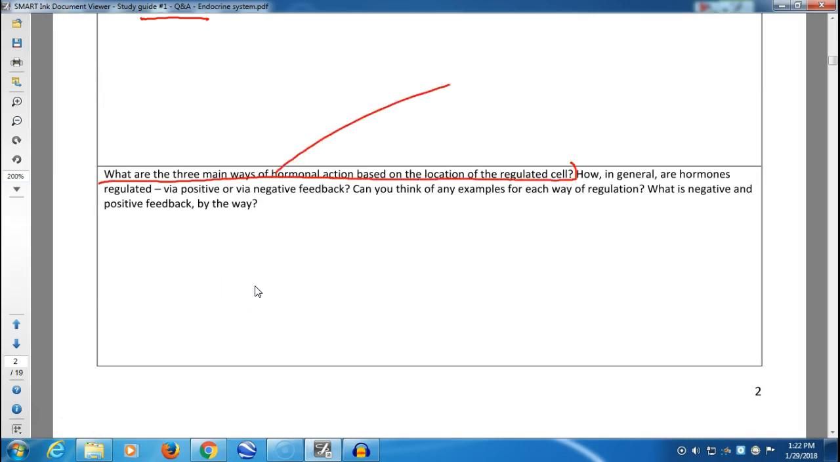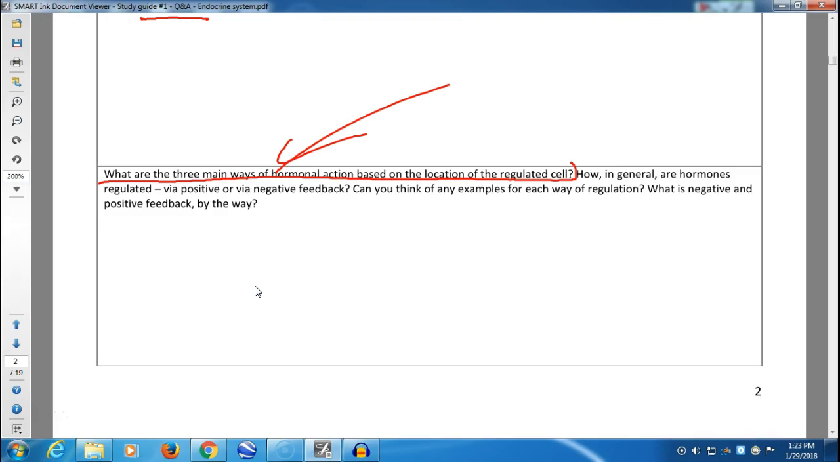Three ways of hormonal action. Autocrine: the hormone acts on the same cell. Paracrine: the hormone acts on the adjacent, closely located cell. And endocrine: the hormone is transported with the blood to a remote location in the body. We cool?